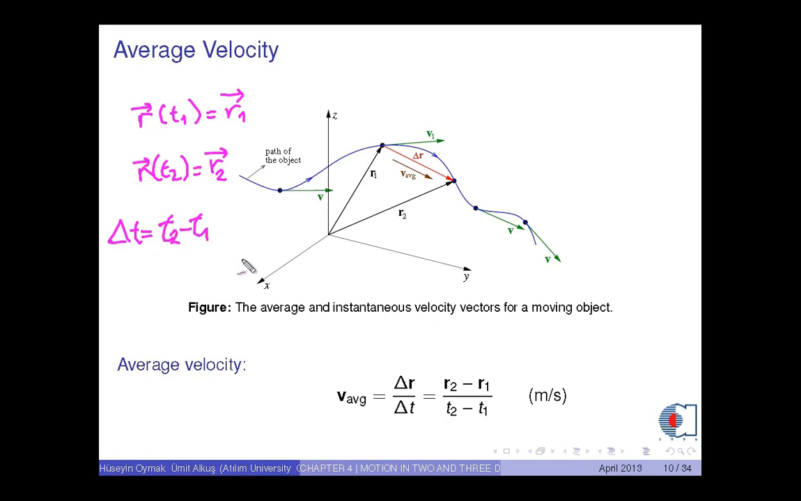Like in the discussion of one-dimensional motion, the average velocity vector is defined to be the ratio of the displacement vector to the time interval delta t. That is, V average equals vector r2 minus vector r1 over t2 minus t1. And as you may easily verify, its unit is meter per second. According to this figure, note that delta r and V average are in the same direction.